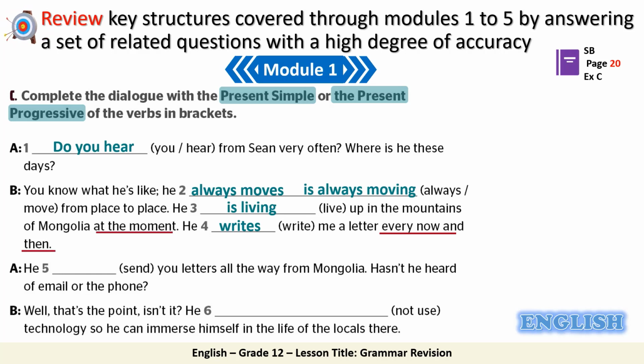Next, space 5, and we should write sends, as the verb describes a habitual action. And finally, space number 6, you can write either doesn't use to indicate that the state is permanent, or is not using to show that the situation is temporary.